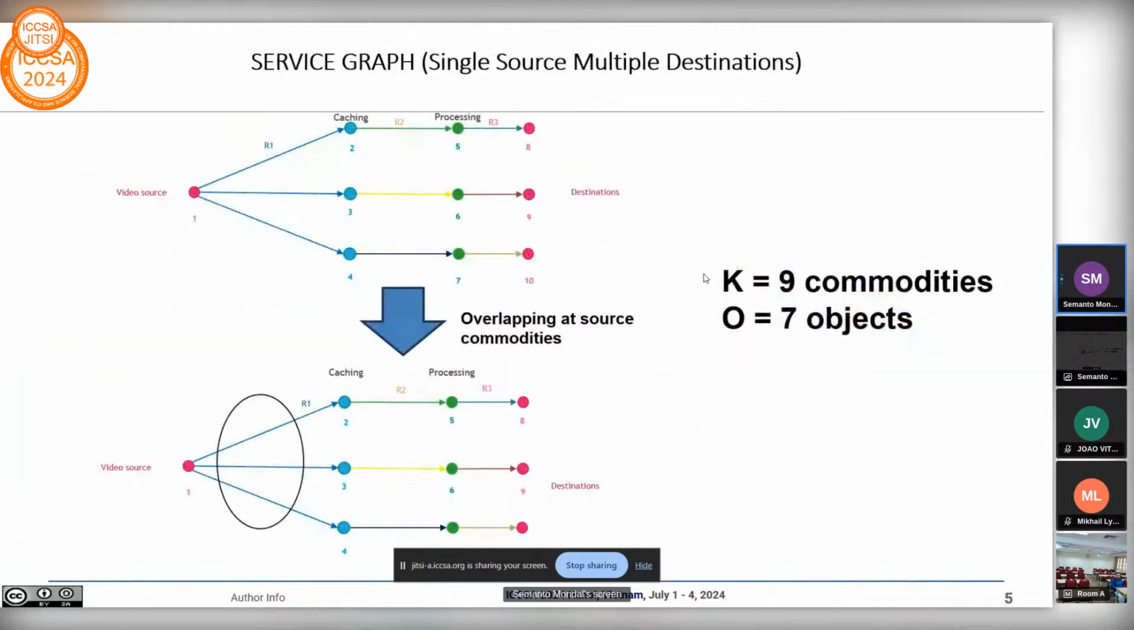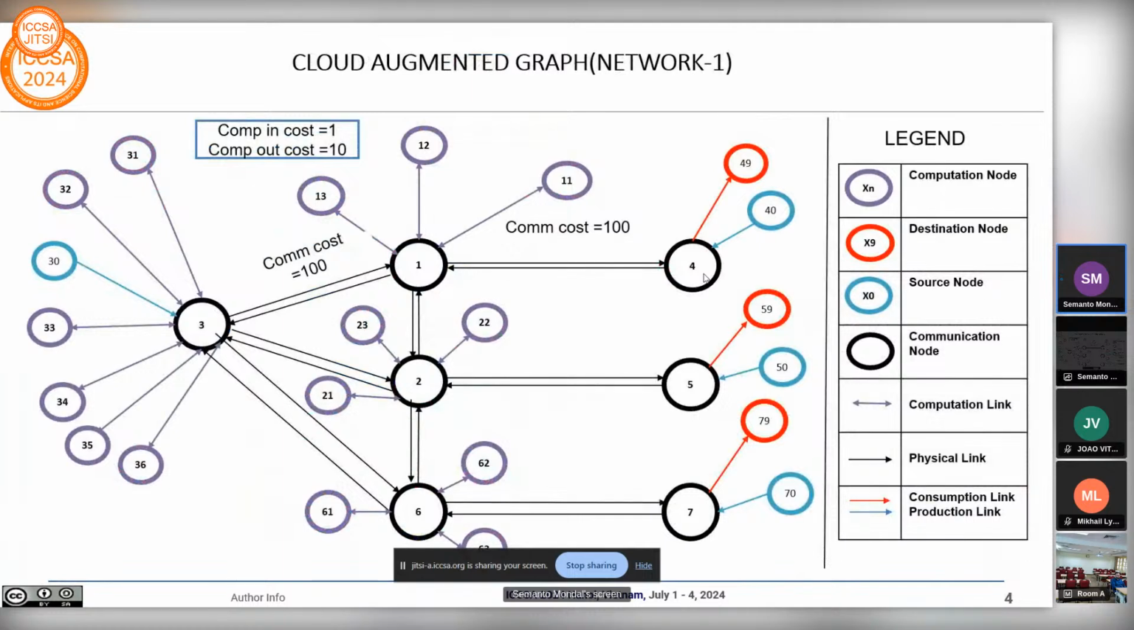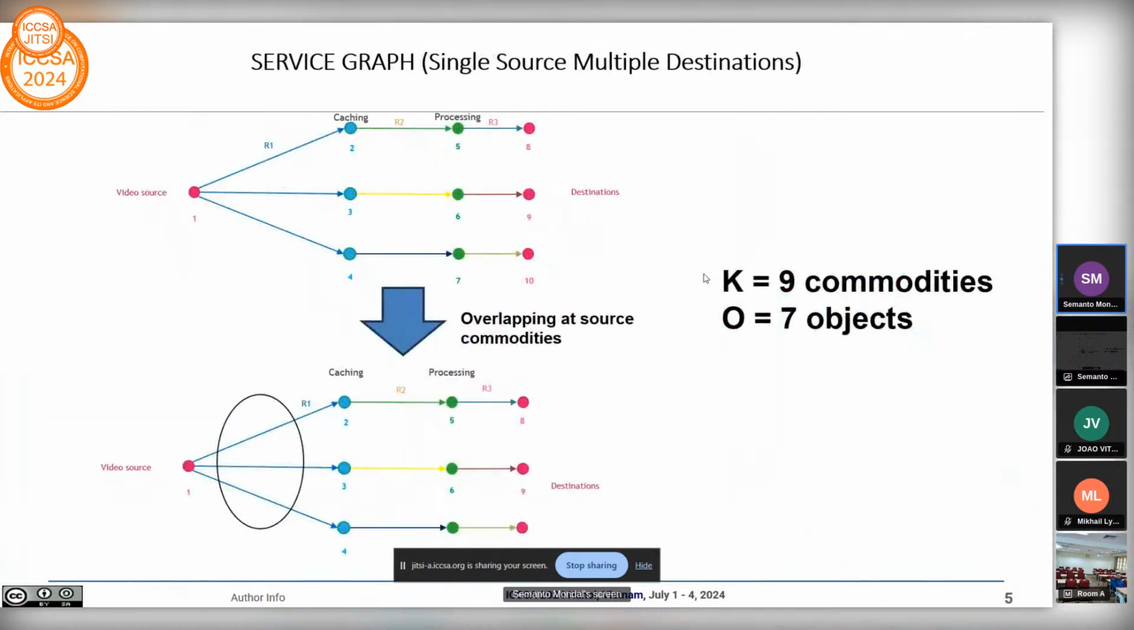And then this is a service graph. The service graph tells what will be the technical configuration of our original cloud network. This cloud augmented network tells how different components are interconnected with each other, how they are going to communicate, and how the total network will operate. I mean, how the network content will be flowing from the source to destination in this network. And the service graph tells about the technical configuration, I mean, how the commodities and the objects will be.